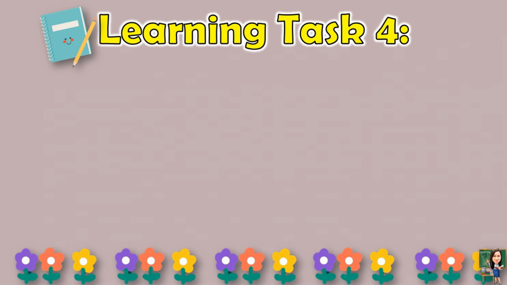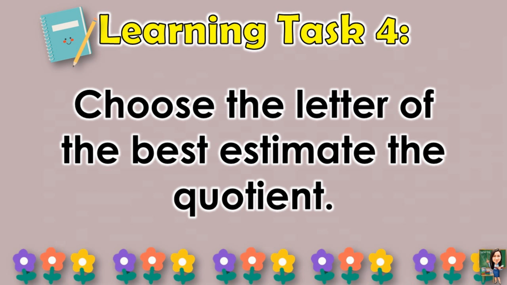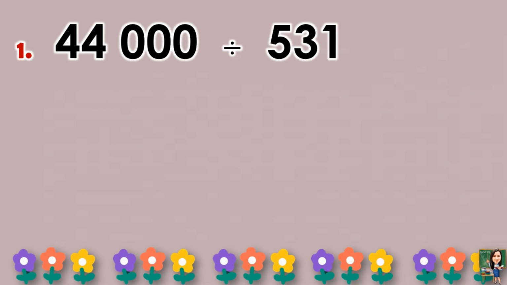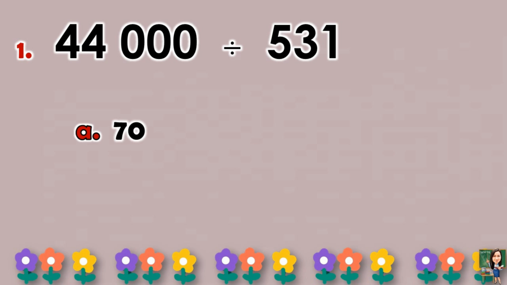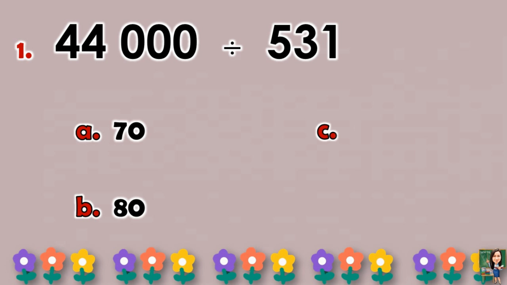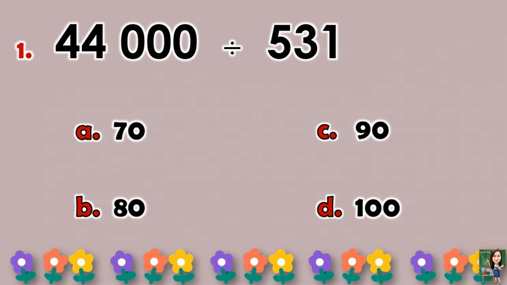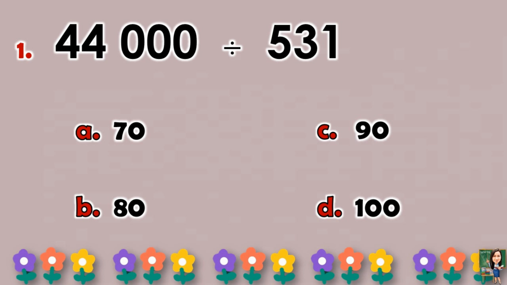Learning Task 4. Choose the letter of the best estimate of the quotient. Number 1. 44,000 divided by 531. What is the answer? A. 70. B. 80. C. 90. Or D. 100. Very good! The correct answer is letter B, 80.